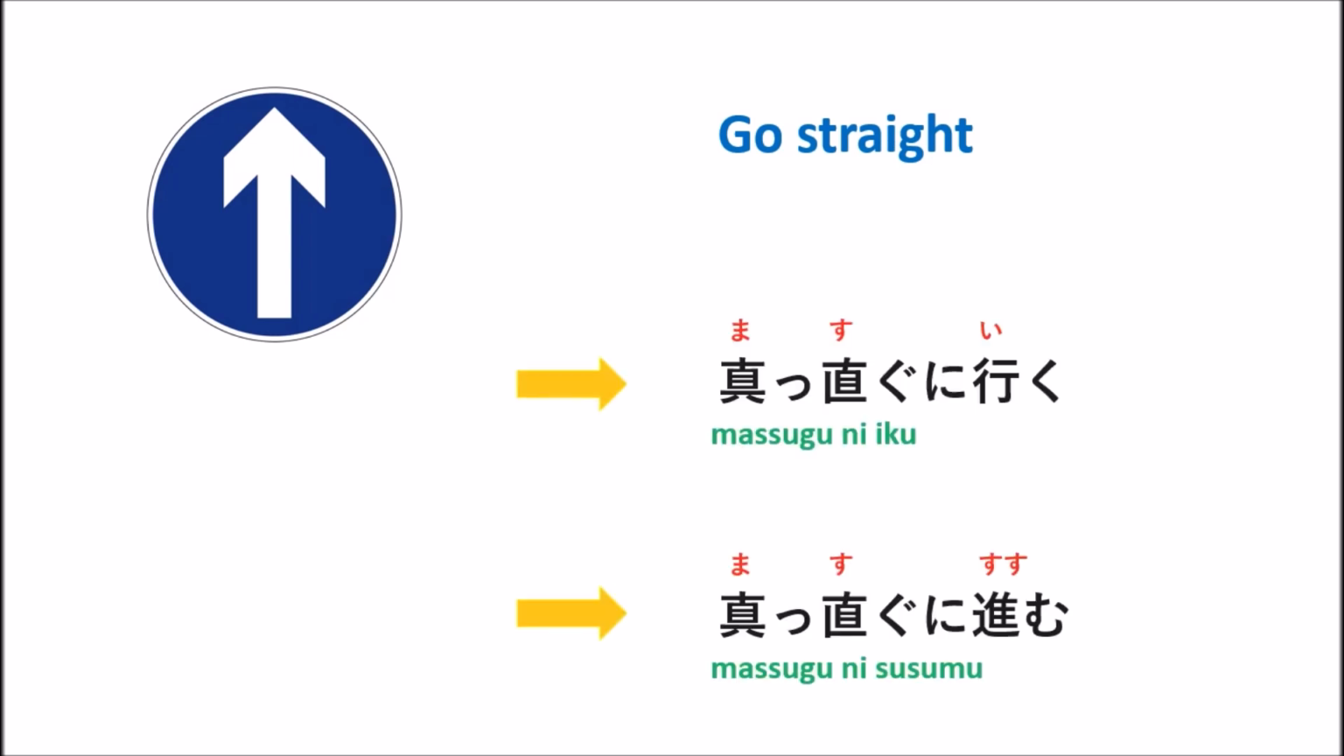Now if we want to say go straight on or go straight, we have two ways to say it in Japanese. The first, you can say masugu ni iku. まっすぐに行く。And the second we can say まっすぐに進む。This means go straight or go straight on.